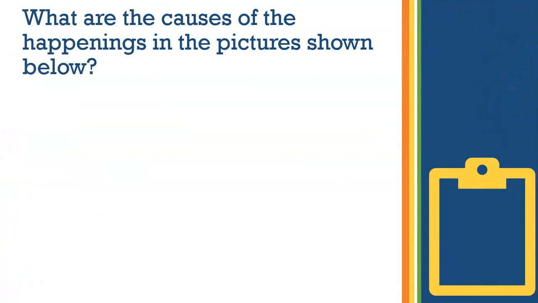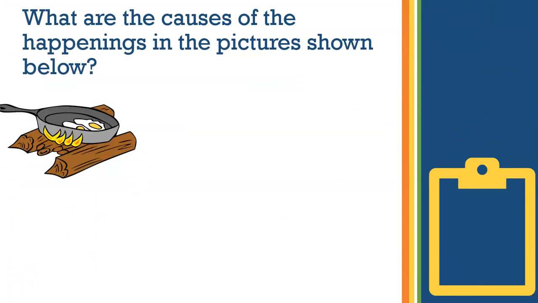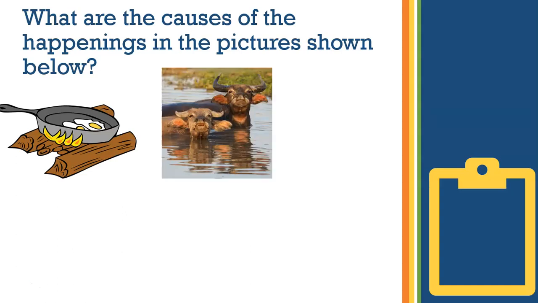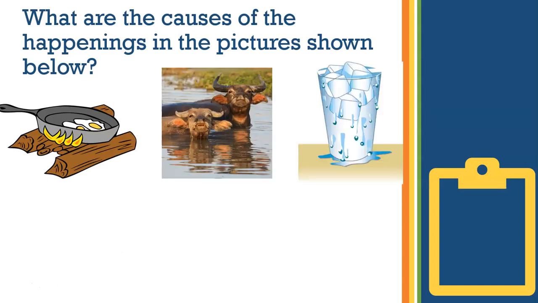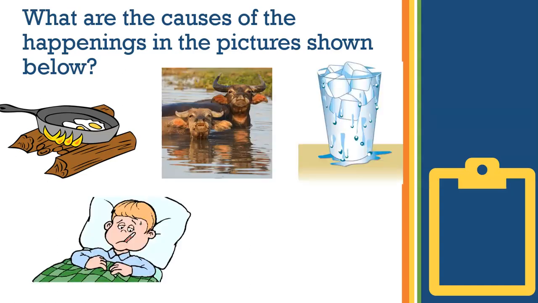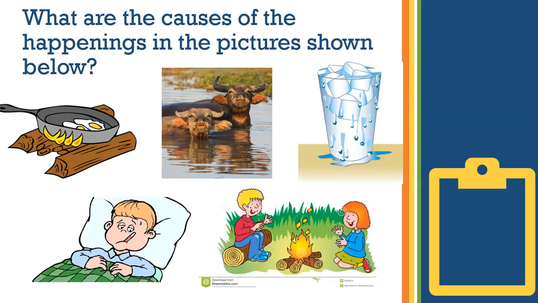What are the causes of the happenings in the pictures shown below? Observe the pictures carefully. There is a reason why a particular thing is happening in that particular picture. So you have to think about what is the cause of it.